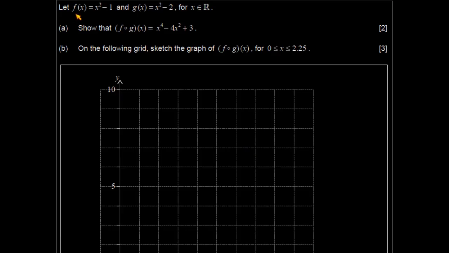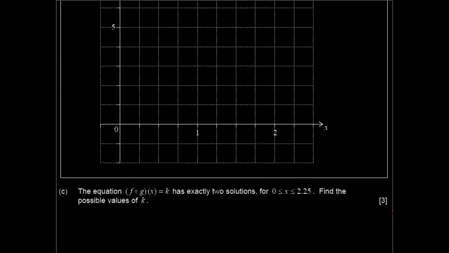This question says, let f of x equal x squared minus 1 and g of x equal x squared minus 2, for x all real numbers. And then part A says, show that f of g of x is equal to x to the power of 4 minus 4x squared plus 3. So what this notation f of g of x means is, first of all, work out function g, and then take that answer and place it into function f. So what we need to do is take the whole of function g and replace it for the x in function f. So I'm just going to move down here and write that again.